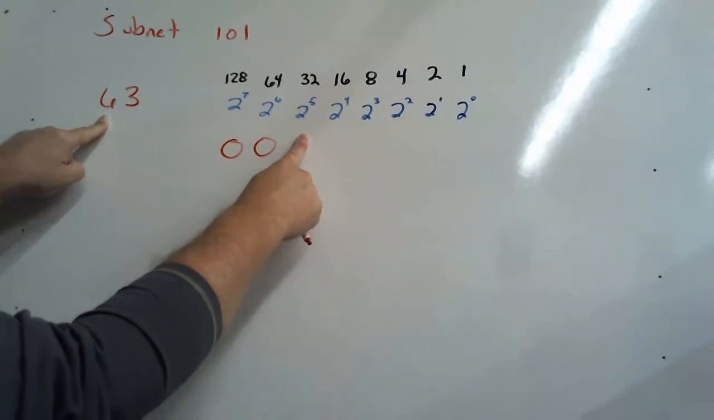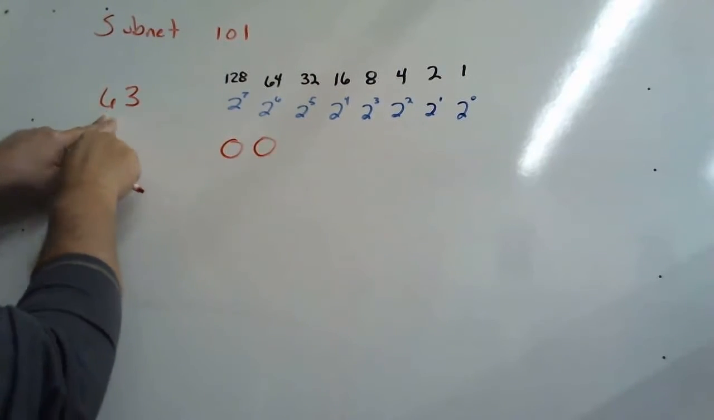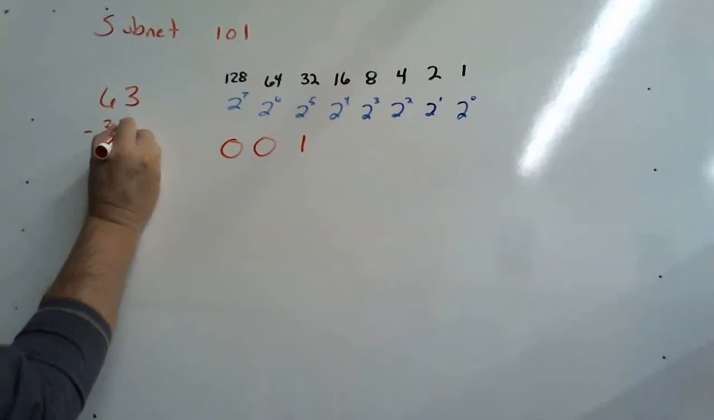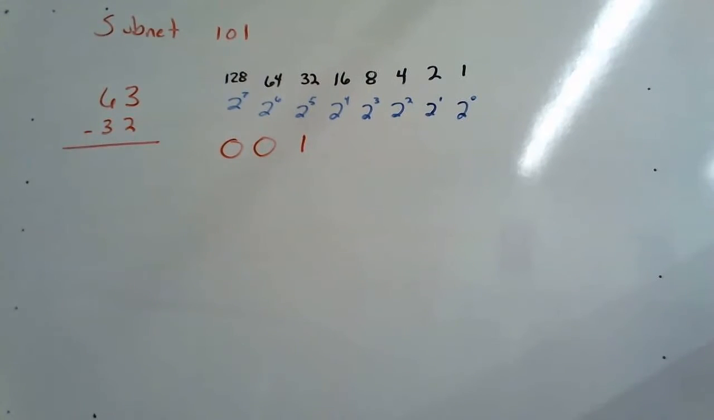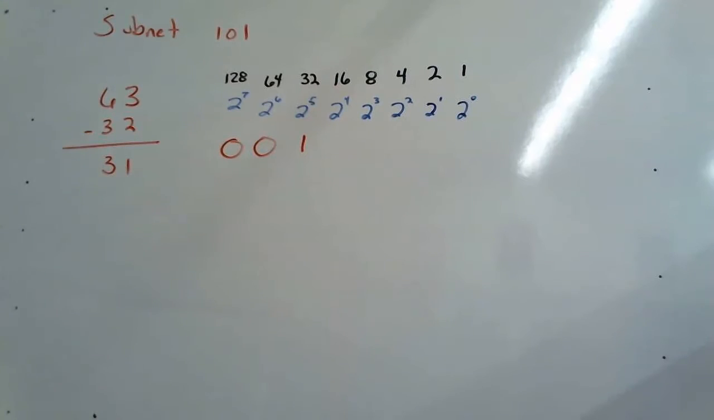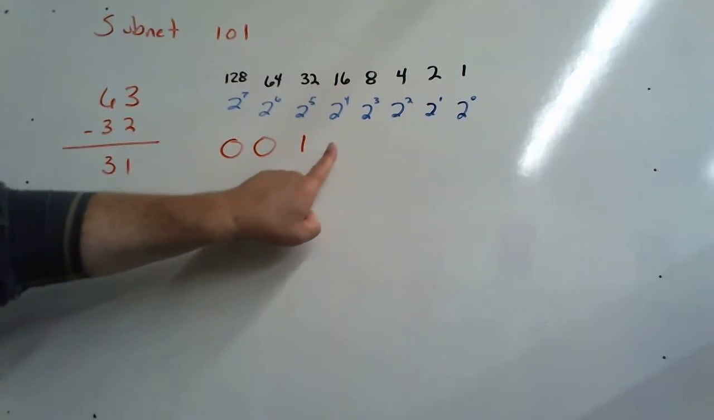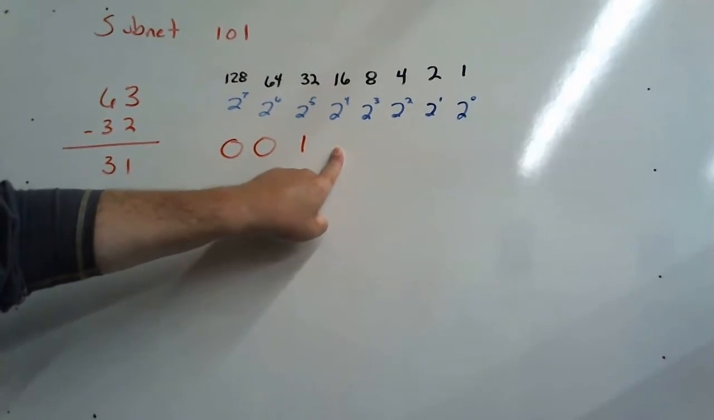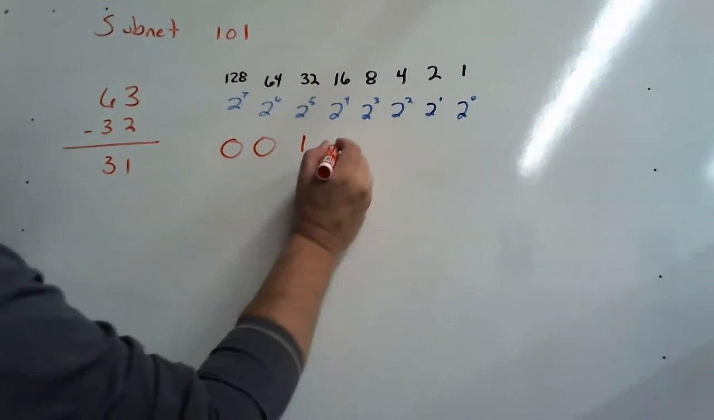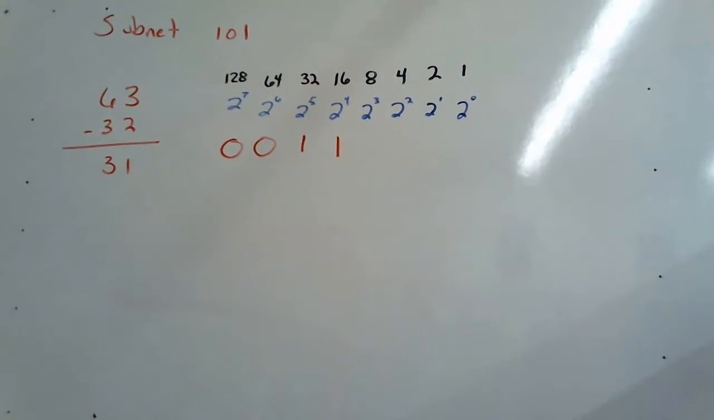We're going to get to the 32s. Can I subtract 32 from 63? Why, yes, I can. So I'm going to put a 1 there. And I'm actually going to subtract 32. What am I left with? 31. Again, I'm going to move to the next position. It's worth 16. Can I subtract that from 31? I sure can. So I put me a 1 and I subtract 16. What does that leave me with?